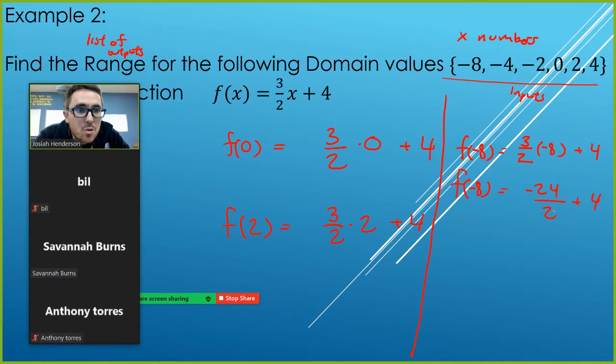-24 divided by 2, if we try that in our calculators, we get -12, right? Oh, yeah, snap. I see where you got the 16 from. 12 plus 4 would give us 16. So I think maybe, Savannah, perhaps you lost the negative sign at some point.